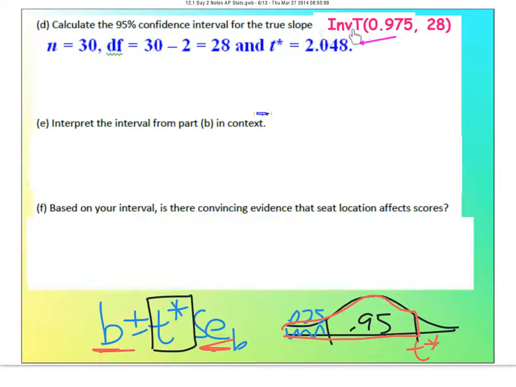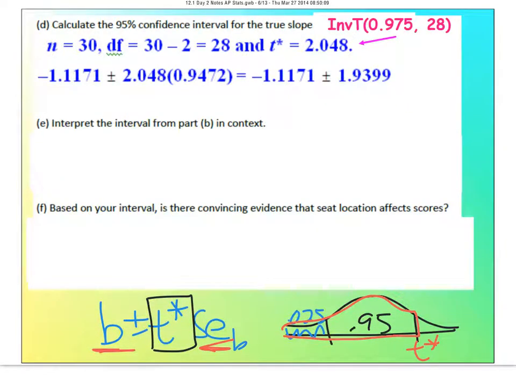So do an inverse t of 0.975, 28 degrees of freedom, gives us this critical value. So we can use 2.048 in this element here. Let's go ahead and do that, and when we do, plugging our various information in and simplifying, we will get our final confidence interval for the slope. Now interpret that in context. What that means is this.